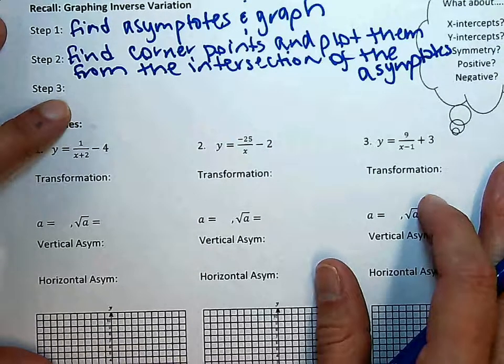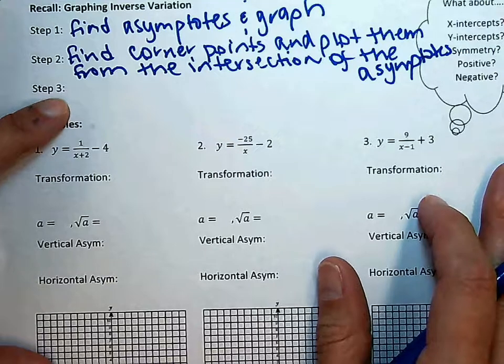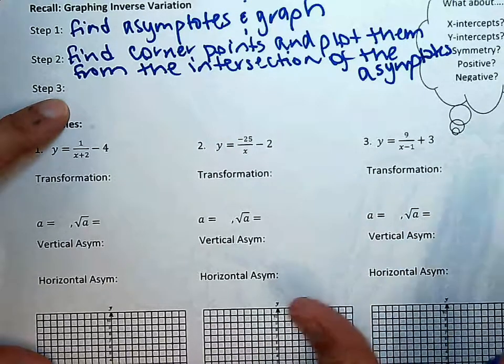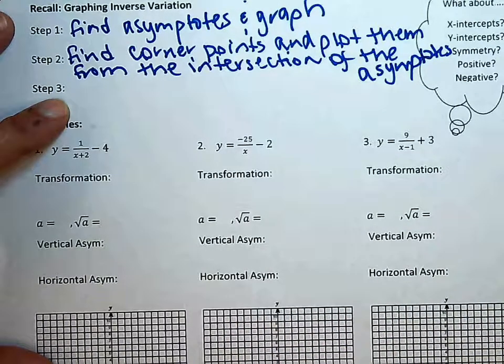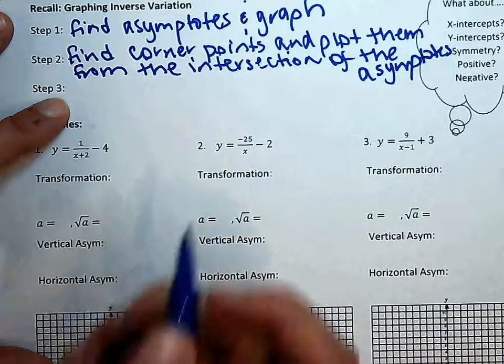And then step 3, you're going to draw what kind of curve? A smooth curve, right? Approaching what? Friday, it was approaching x equal. Yeah, we're going to draw a smooth curve approaching the asymptotes.